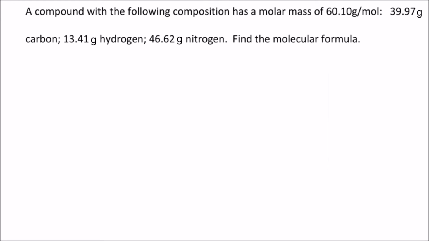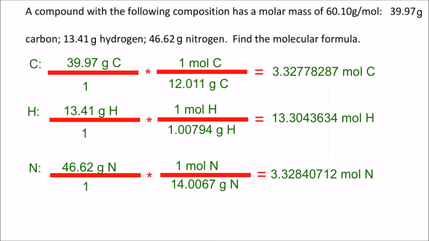So we'll go through the process of getting the empirical formula, and then we'll get to the actual question to find the molecular formula. Alright, we've converted all of the grams to moles, and now we're going to divide by the smallest number of moles. So obviously the 13 is out, and carbon is 3.3, nitrogen's 3.3, so carbon wins out as the smallest number of moles. So we're going to divide everything by this value right here.